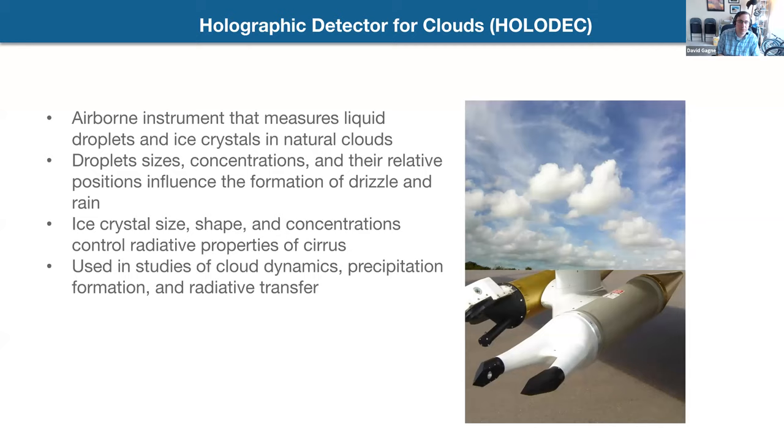So this instrument is put on our NCAR aircraft, and we fly it through clouds all over the world, and we can get a better sense of what the observed values of these things are, so that we can then adjust our models accordingly.